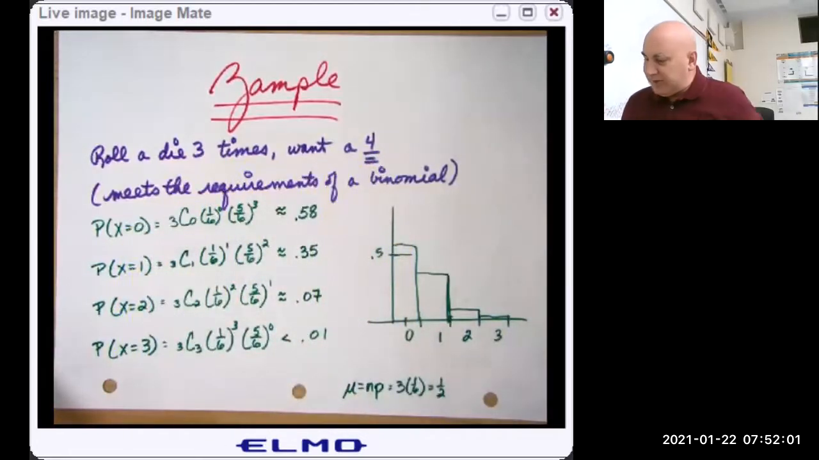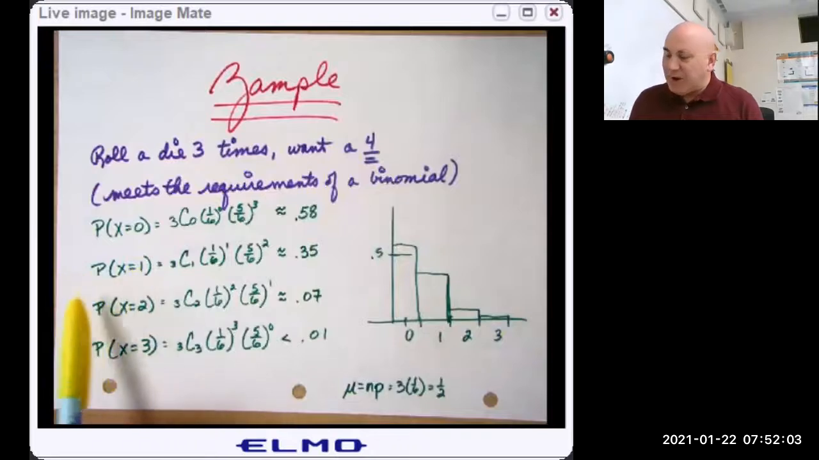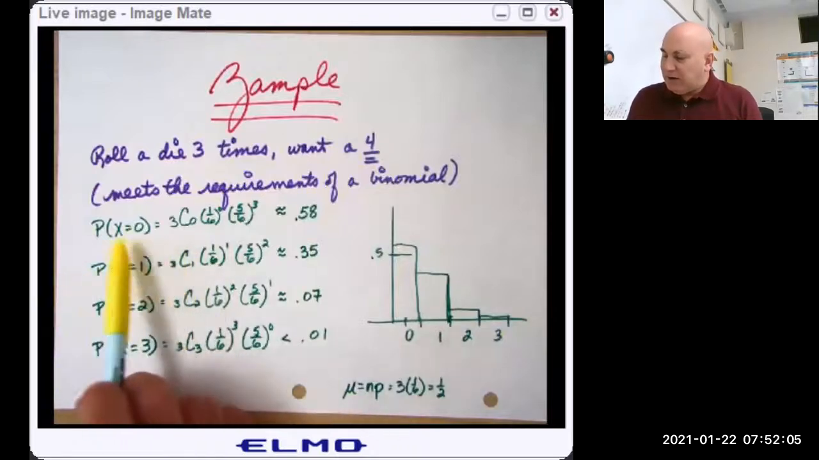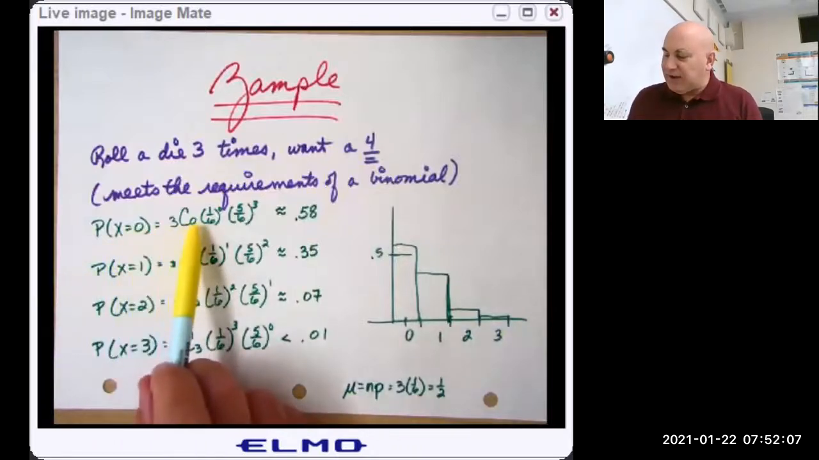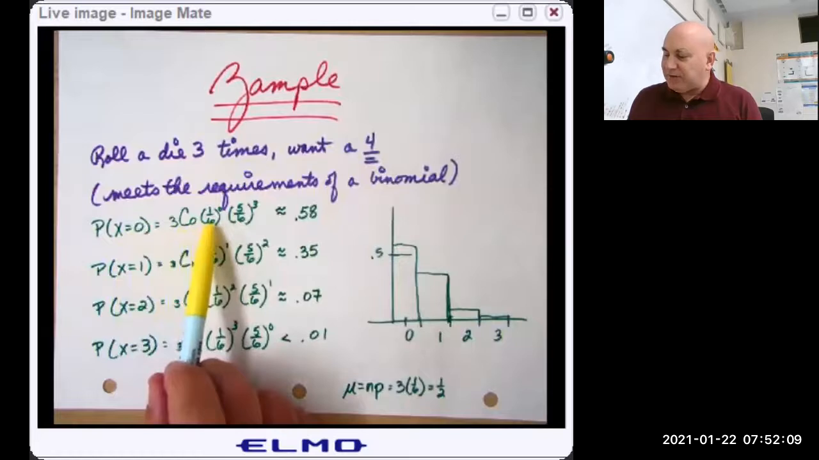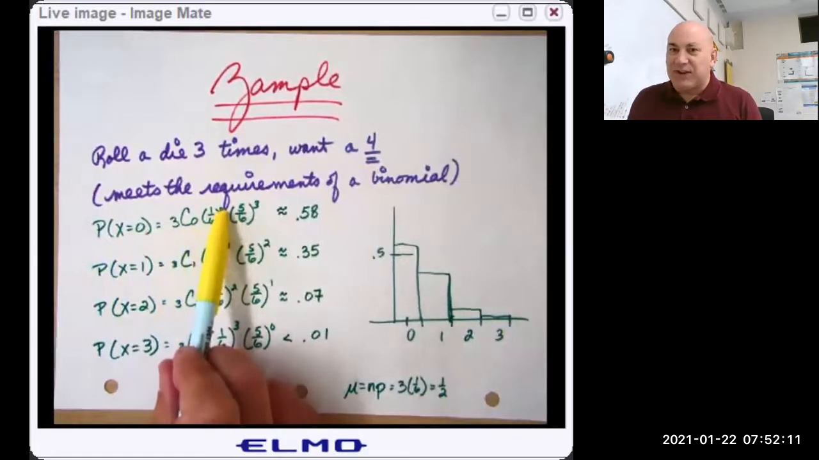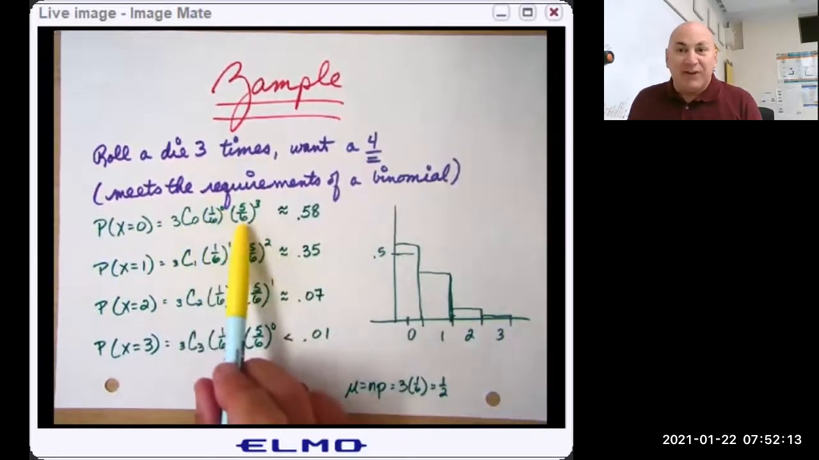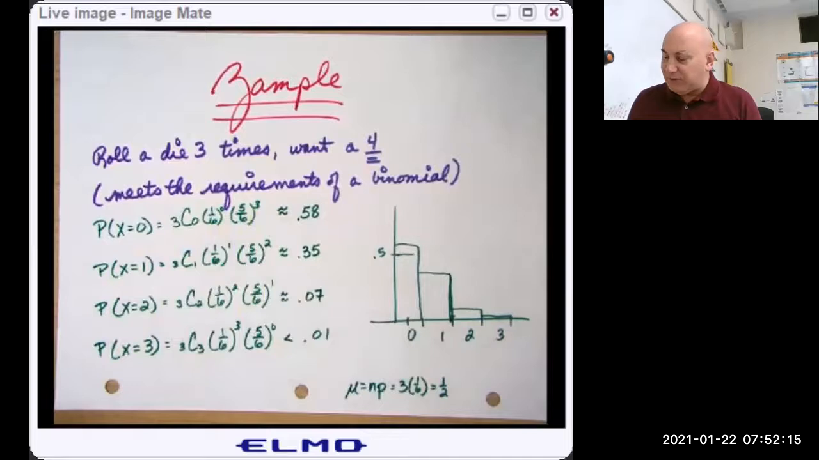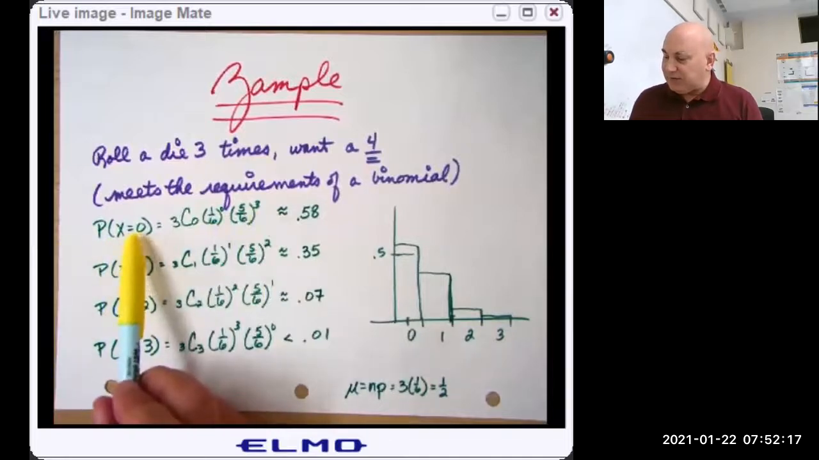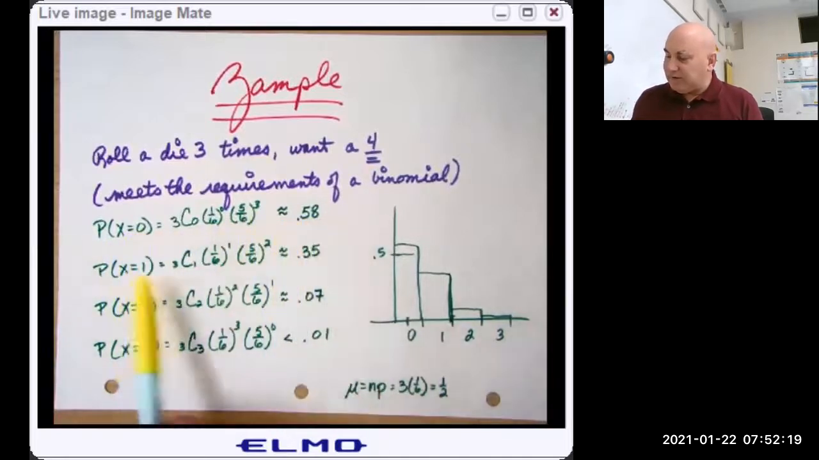So the formula for binomial probability is n choose k times the probability of success raised to the number of successes times the probability of failure raised to the number of failures. So if we have no successes, 1 success, 2 successes, and 3.